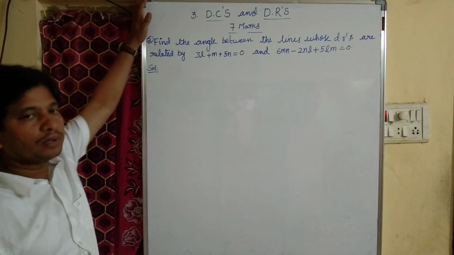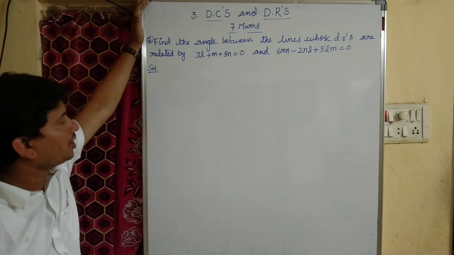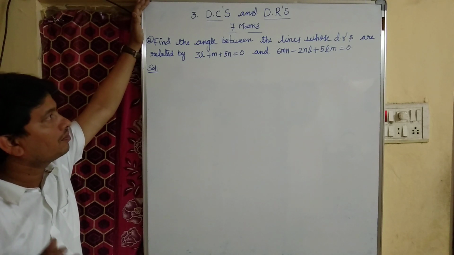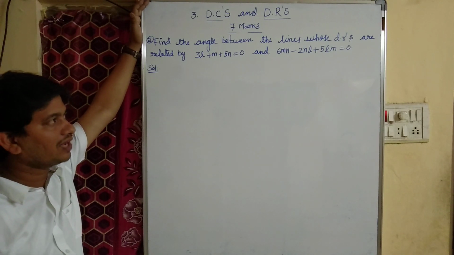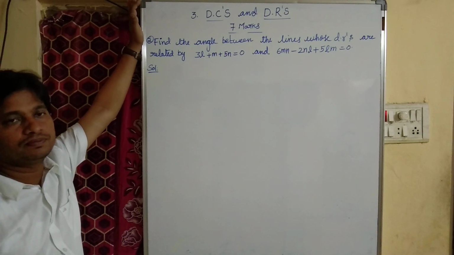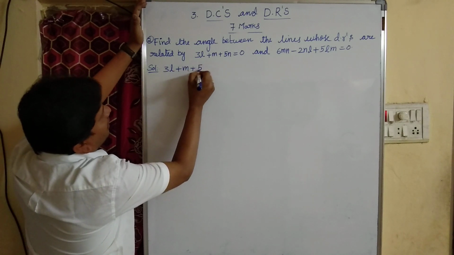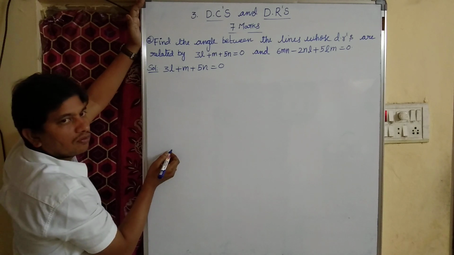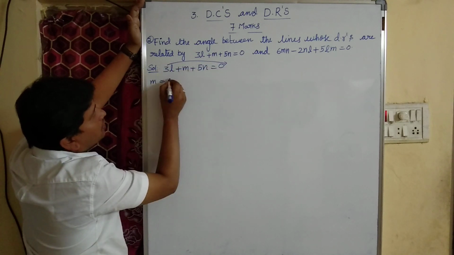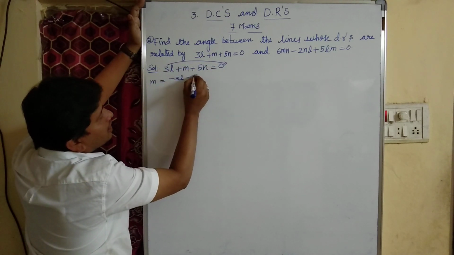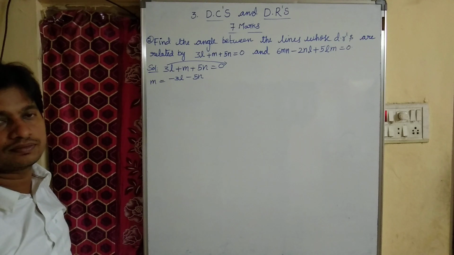Now coming to second problem, find the angle between the lines whose DRs are related by 3L plus M plus 5N equal to 0 and 6Mn minus 2NL plus 5LM equal to 0. The same method problem. Here the given line is 3L plus M plus 5N equal to 0. What do you do children? Put M as it is, 3L transpose minus 3L, 5N transpose minus 5N. So M equal to minus 3L minus 5N.